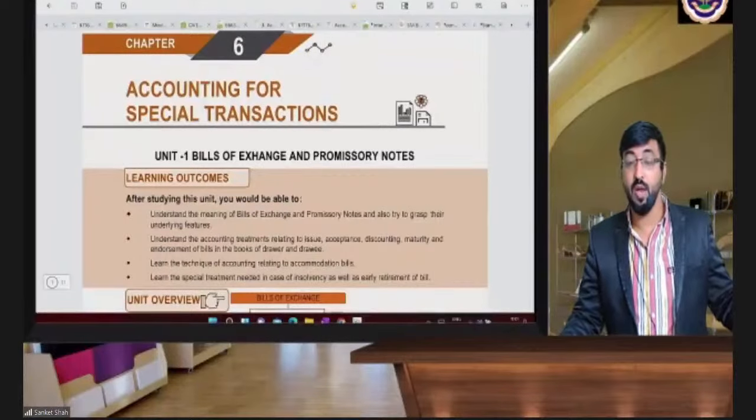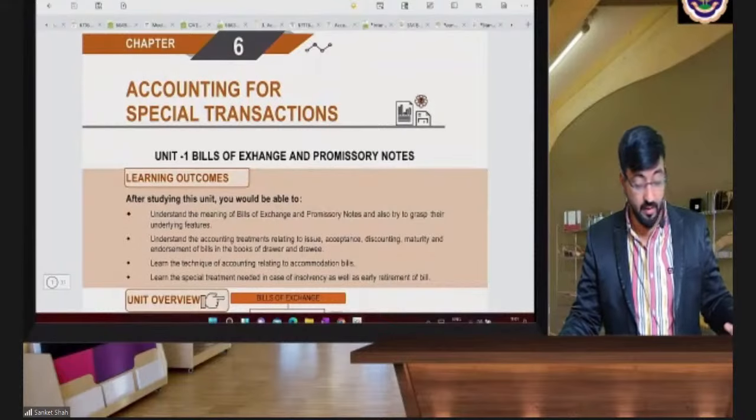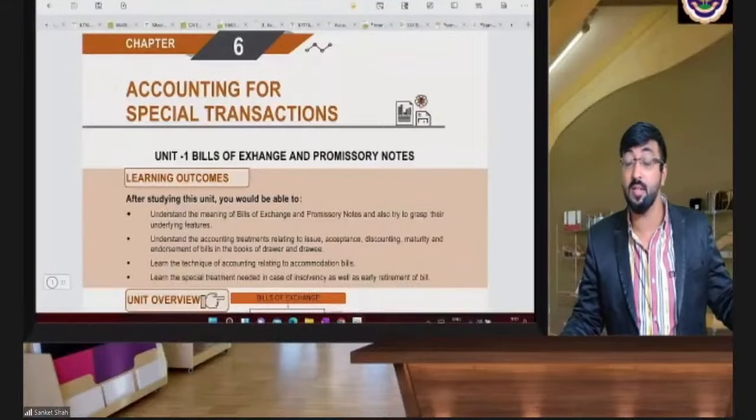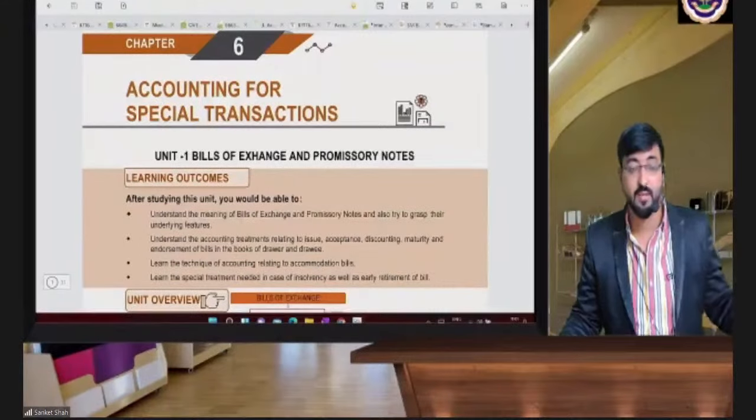So first we have to start with our basic rules of accounts. As usual, debit the debtor, credit the creditor is a personal rule. Debit the receiver, credit the giver. Debit what comes in, credit what goes out for real. And nominal account, debit all expenses and losses, credit all incomes and gains.